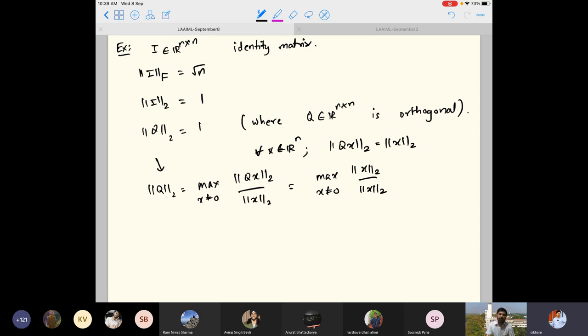We have already proven that for all. So you are looking at maximum over x not equal to 0, which is 1. So this has nothing to do with x. So this number is 1, right? So the 2 norm of an orthogonal matrix is 1. The 2 norm of the identity matrix is 1. The identity matrix is a particular case of an orthogonal matrix, right?